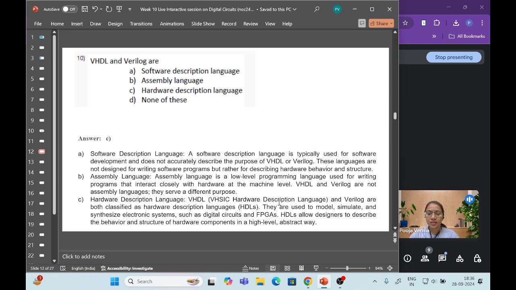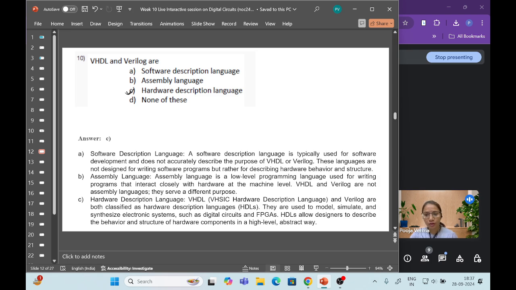Now the next one is hardware description language. VHDL and Verilog are both classified as hardware description languages. They are used to model, simulate, and synthesize electronic systems such as digital circuits and FPGAs. Hardware description languages allow designers to describe the behavior and structure of hardware components in a high-level or abstract way. So option C is the correct answer for this question.